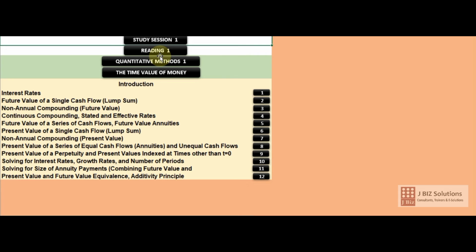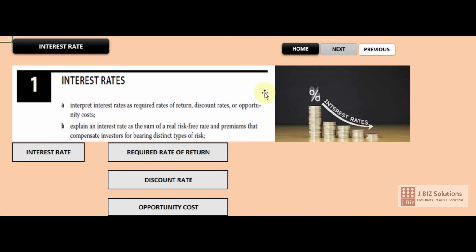Study session 1, reading 1, quantitative methods 1, the time value of money. The first topic is interest rates. We begin from the interest rates. These are the basic concepts of interest rates. Interest rate can be interpreted as the required rate of return, discount rate, or opportunity cost.